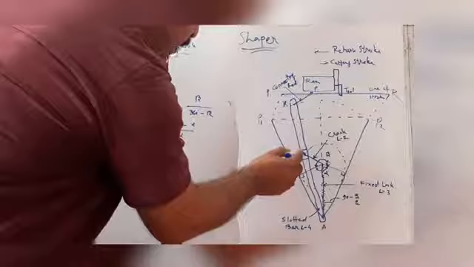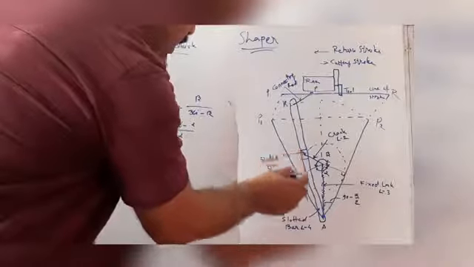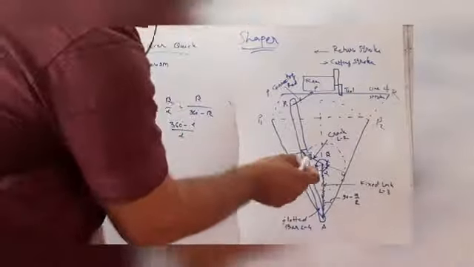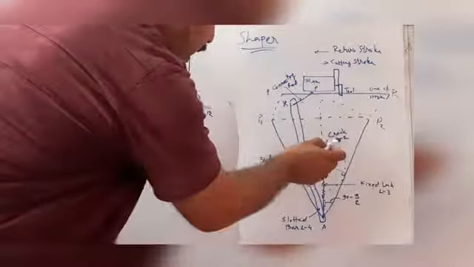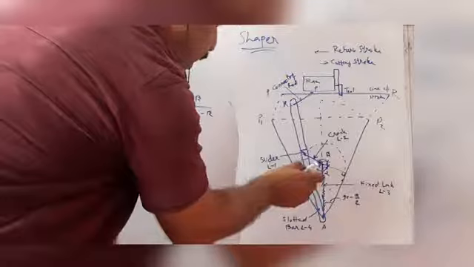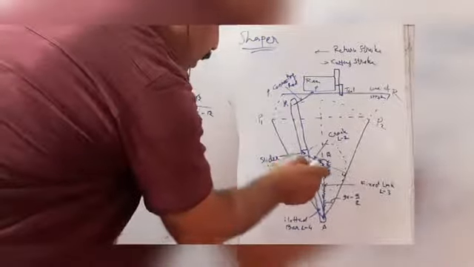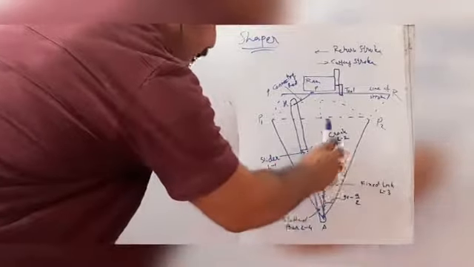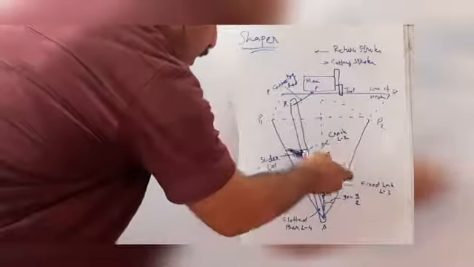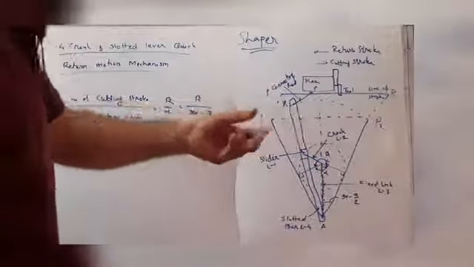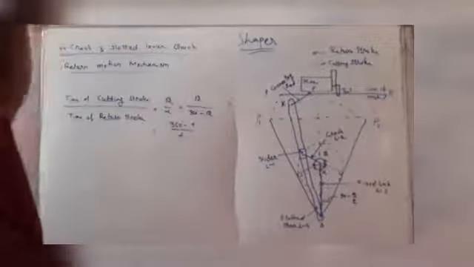Here one slider is fixed and this can slide along the whole axis. Now here crank L2, this point C is the crank. This crank rotates for a total of 360 degrees, and it is connected to the motor.